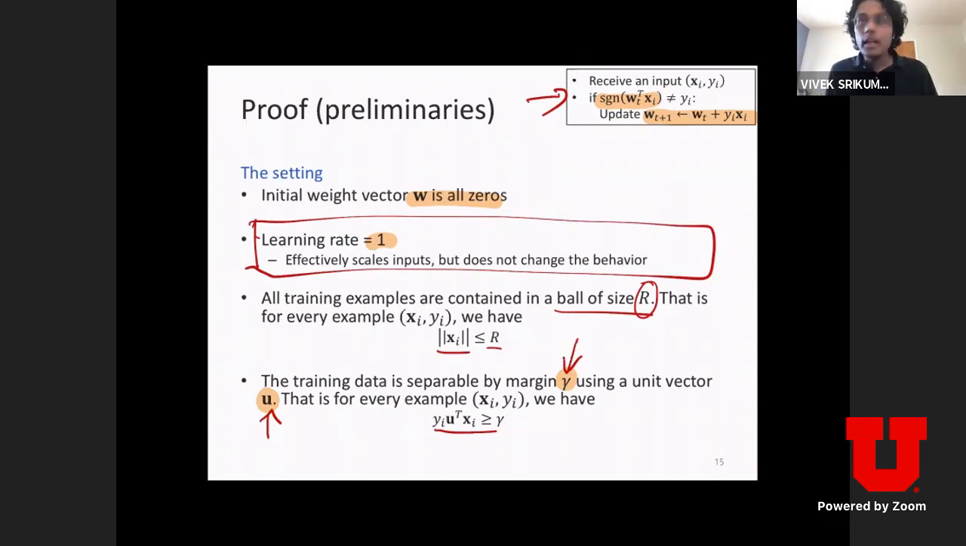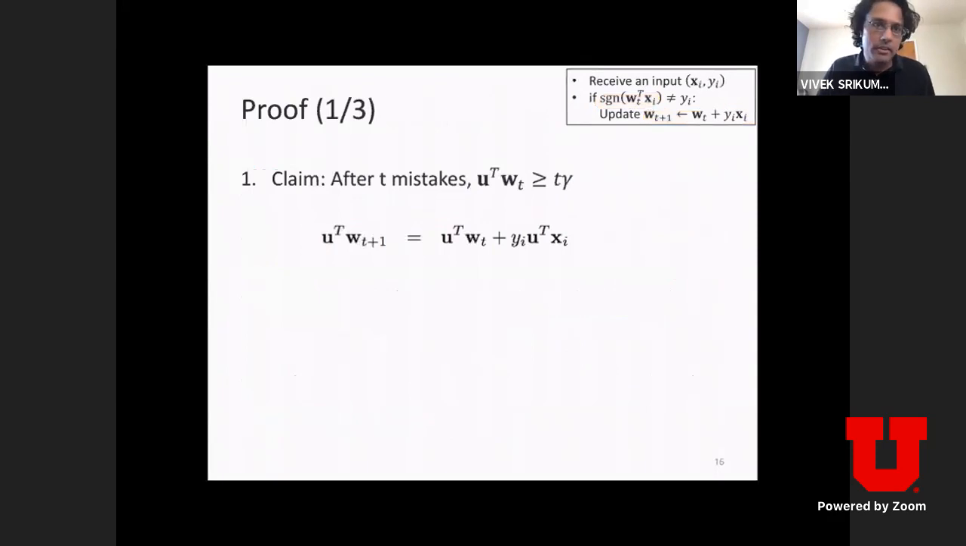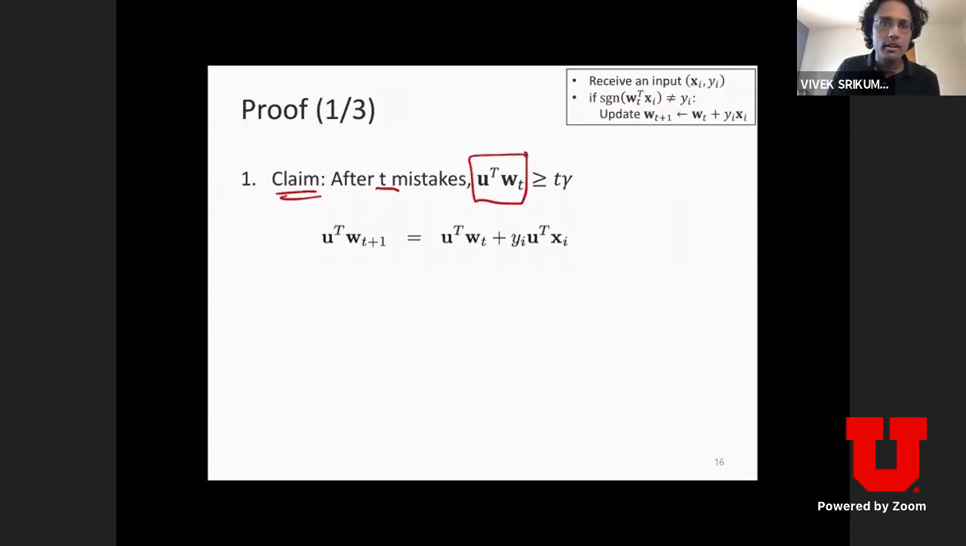All right, so let's look at the proof. The proof goes in three steps. Each of these is a lemma, but to avoid calling it a lemma, I'm just going to call it a claim. The first claim is that after making t mistakes, the dot product between U and W_t is going to be more than t gamma. So U is a unit vector, and W_t is a weight vector.